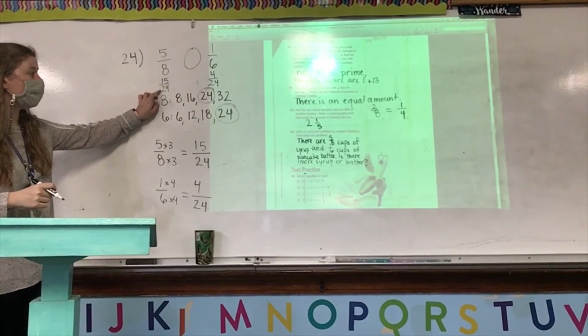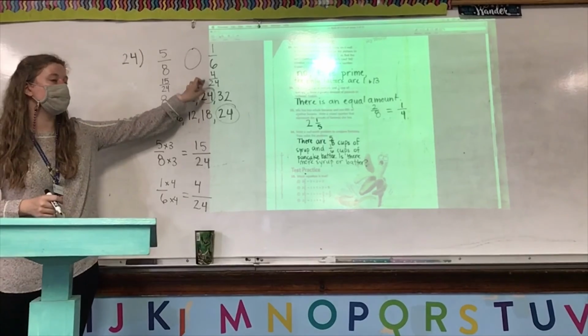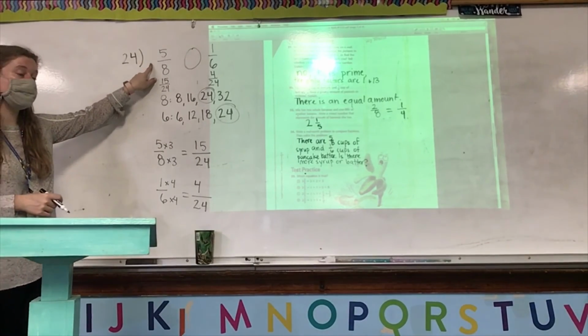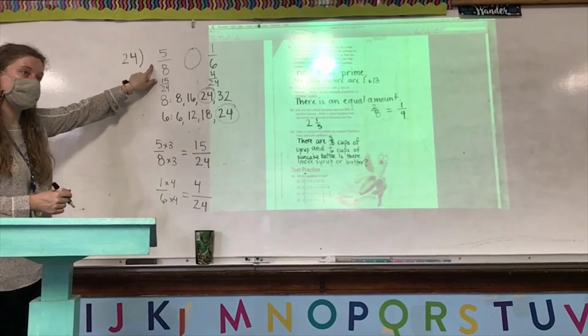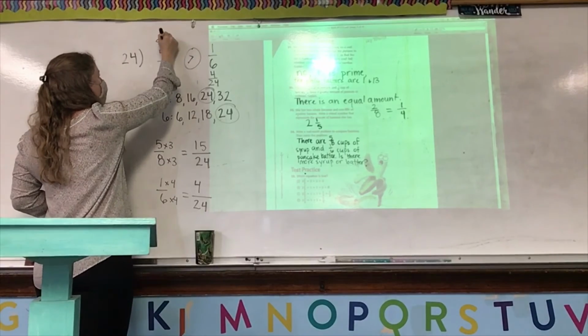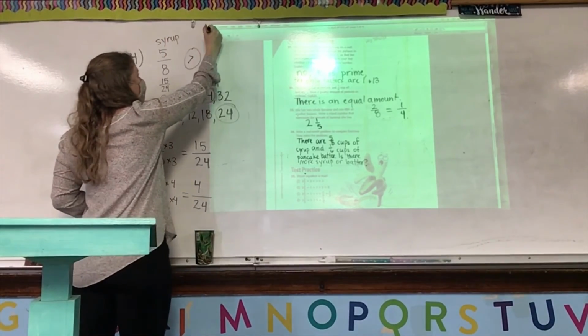So now we can compare our numerators. Is 15/24 greater than, less than, or equal to 4/24? Greater than, which means 5/8 is greater than, less than, or equal to 1/6? Greater than, which means, is there more syrup or batter?